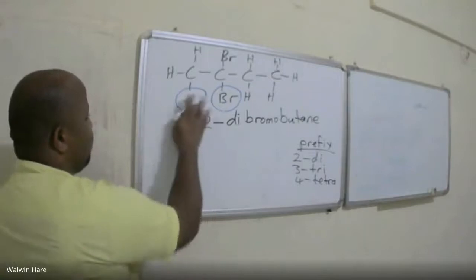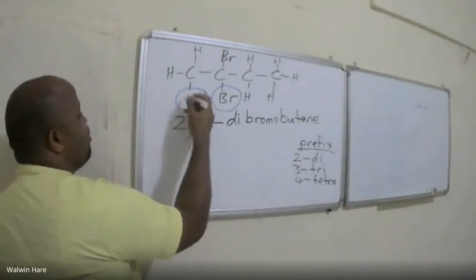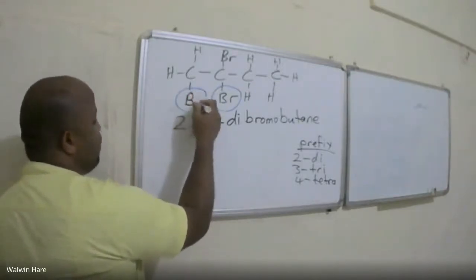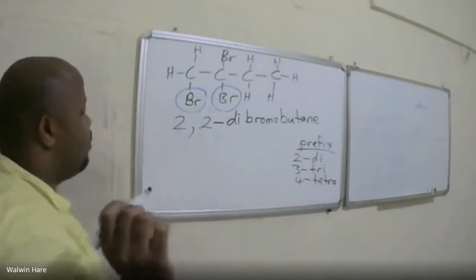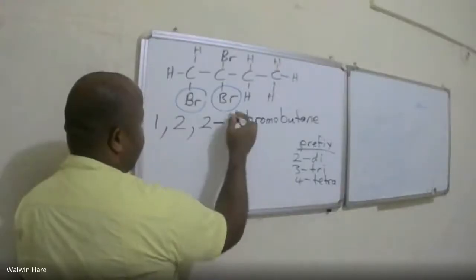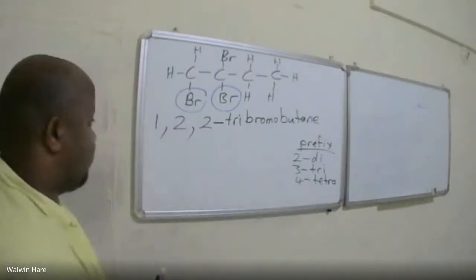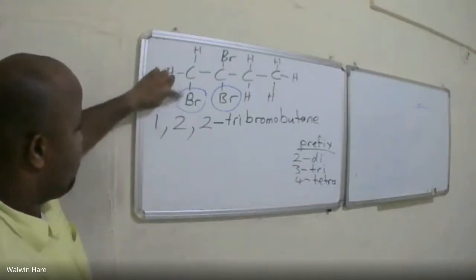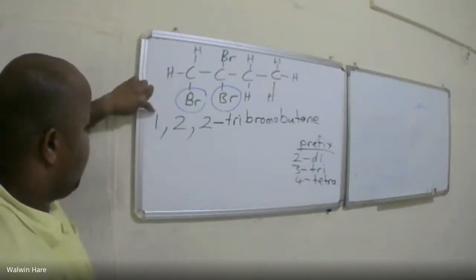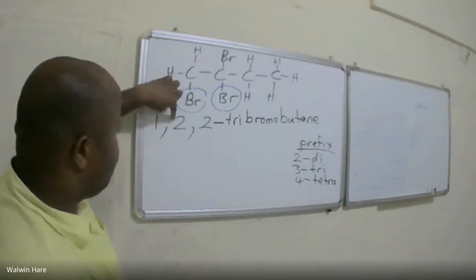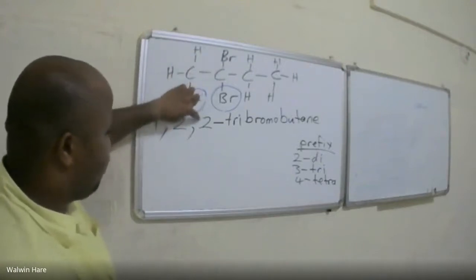Alright? We can put back the bromo group here too. Alright, if I put back this here, what would be the name now? 1,2,2-tribromobutane. Right. Because tri is when we have three, right? So one of them is on carbon one. This one is on carbon 2, this one is also on carbon 2.